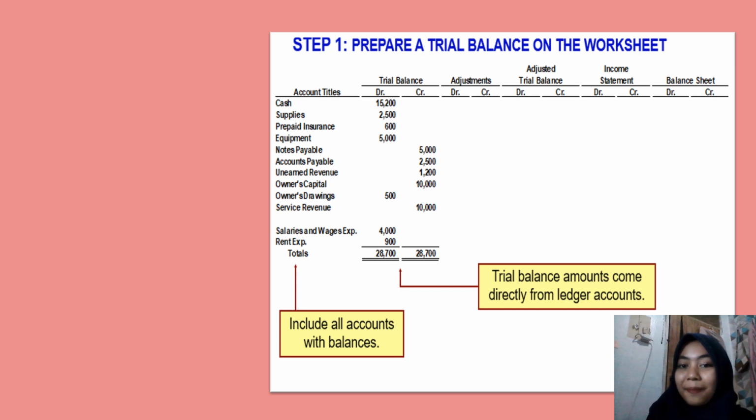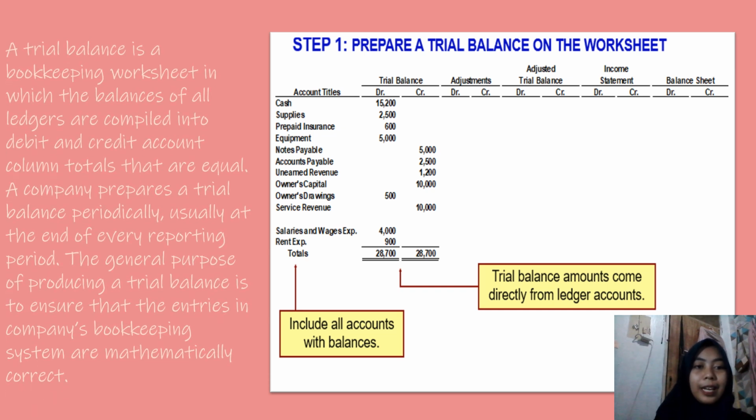The first step is prepare a trial balance on the worksheet. Before that, you must know, a trial balance is a bookkeeping worksheet in which the balances of all ledgers are compiled into debit and credit account columns with totals that are equal. A company prepares a trial balance periodically, usually at the end of every reporting period.